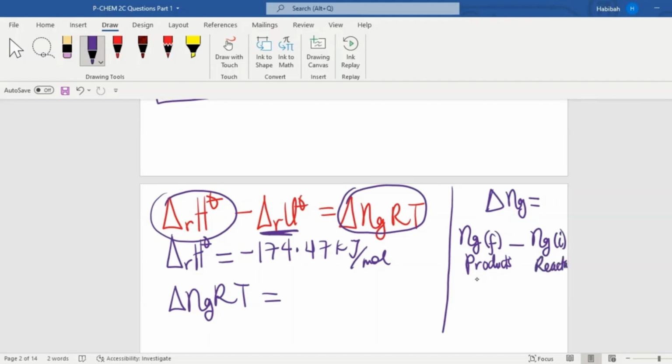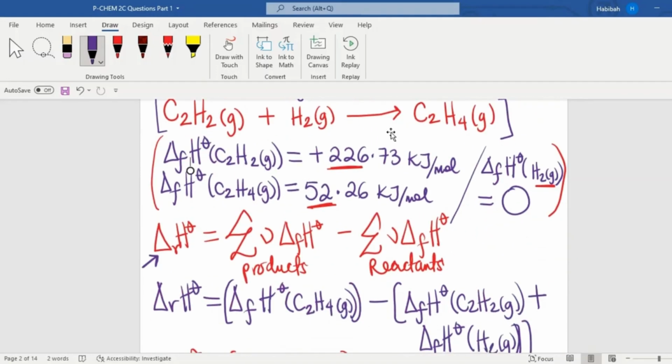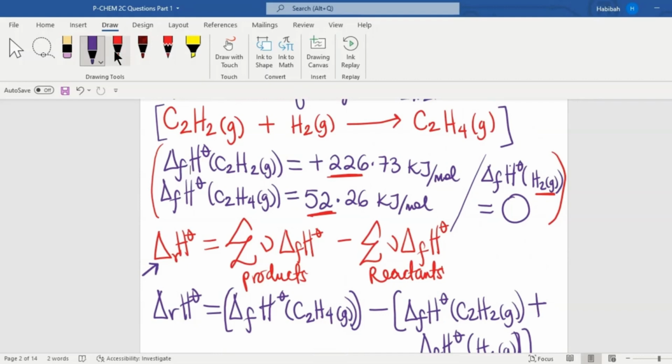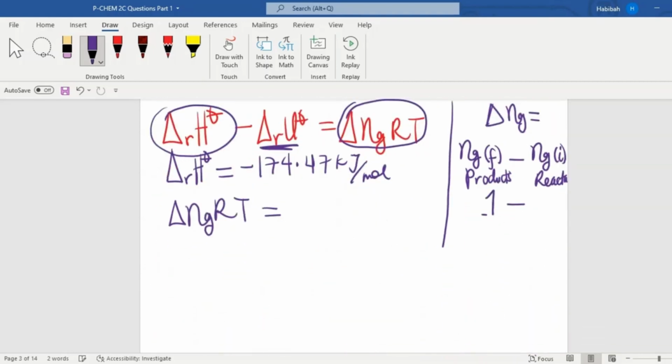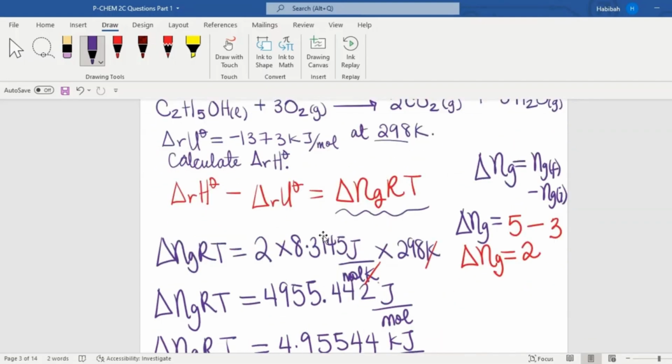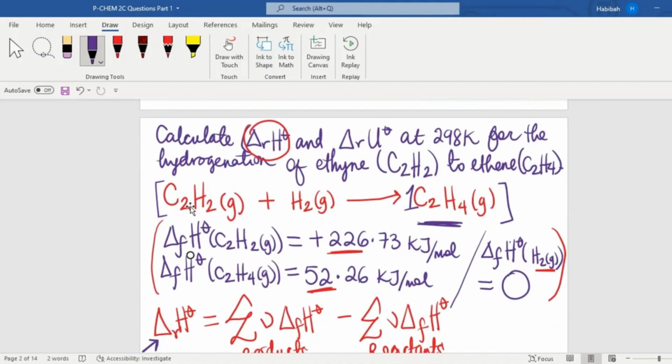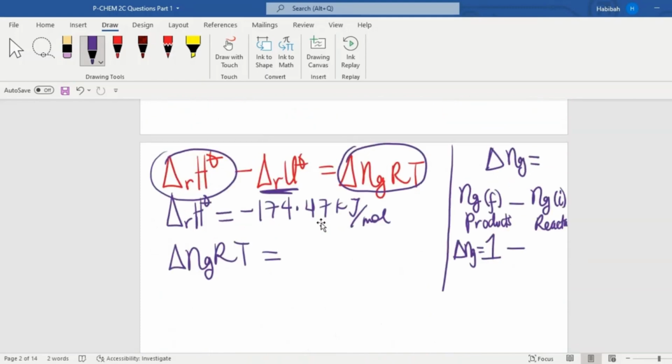So you're going to pick the number of gas molecules for the product minus the number of gas molecules for the reactant. The number of gas molecules for the product is just simply one, C2H4. So that's basically one gas molecule. So we're just going to have 1 minus the number of gas molecules for the reactants. We have one molecule of C2H2 as well as one molecule of H2 gas. So we have two here. So basically, the change in the number of gas molecules is going to be -1.